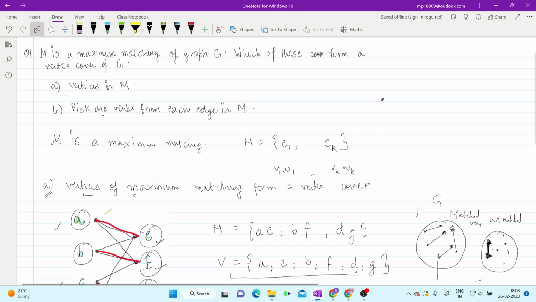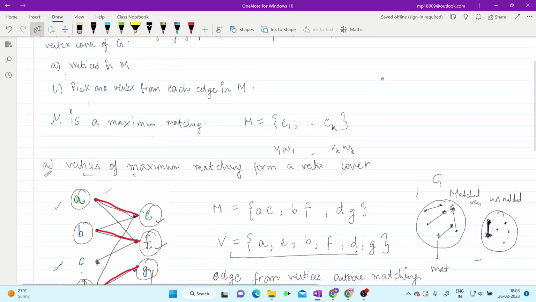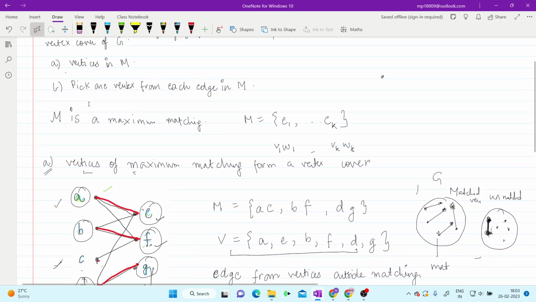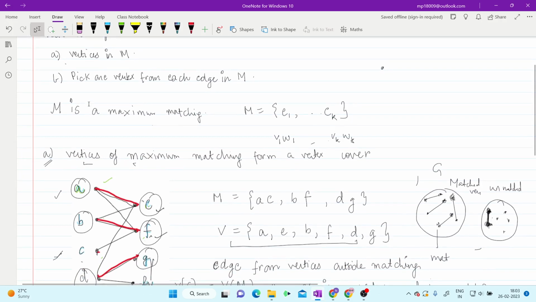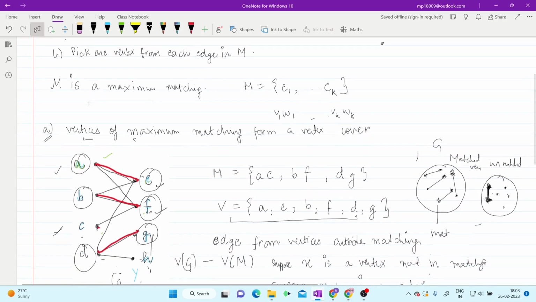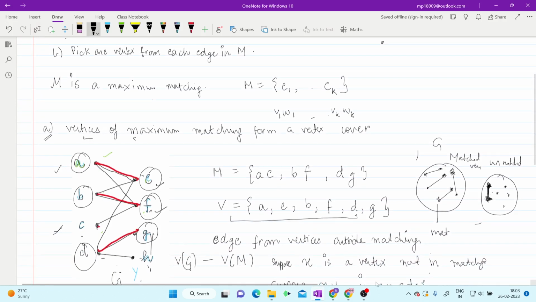Now the second part is, what if we pick one vertex from each edge in M? We pick our favorite vertex from each edge. Will that form a vertex cover? What do you think? So the second question is, we are given some maximum matching, and we are picking one vertex from each of the edges. Will that vertex set always form a vertex cover?